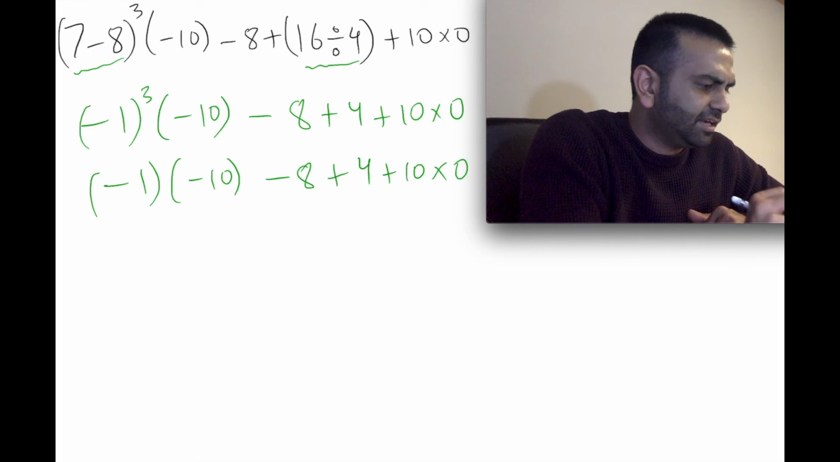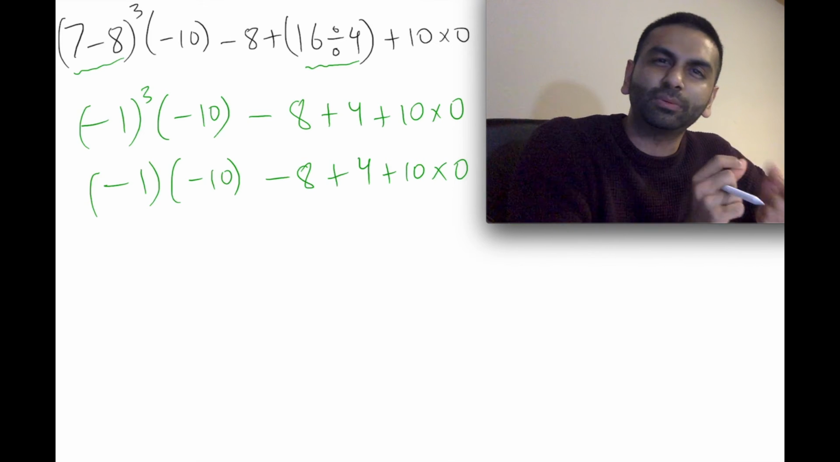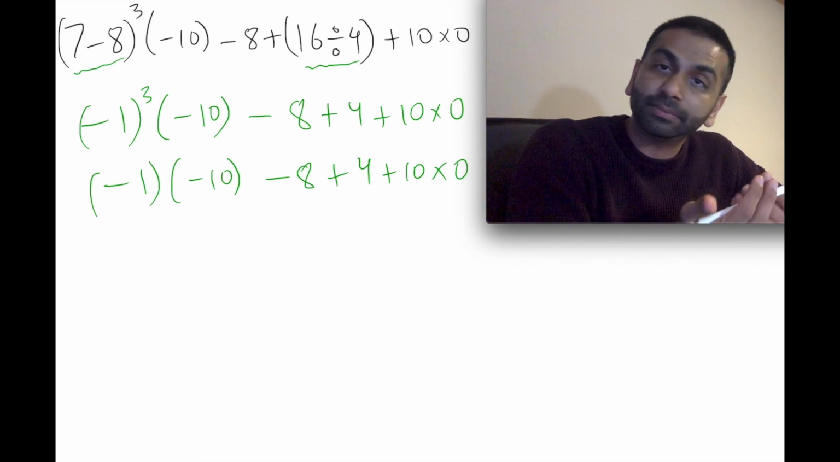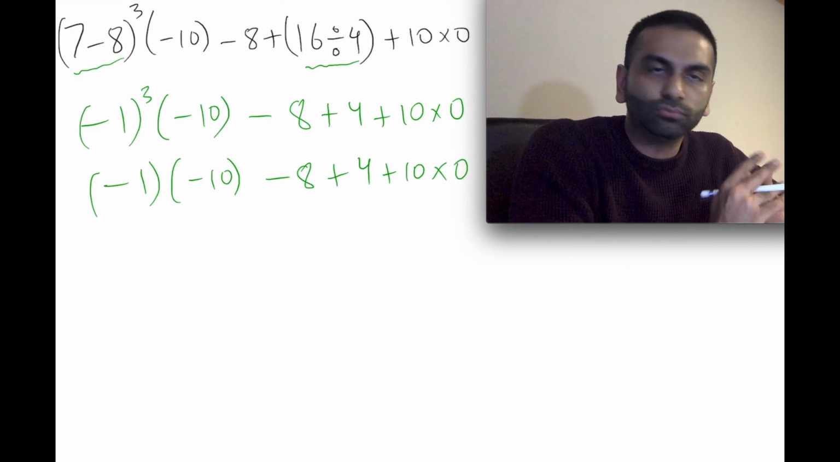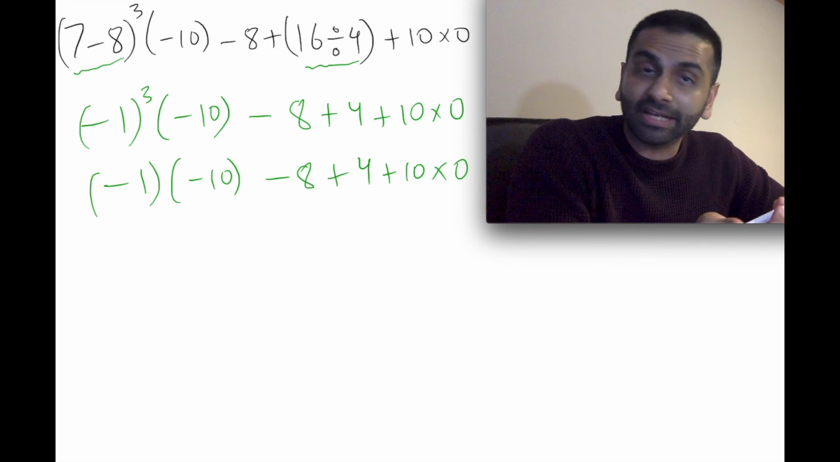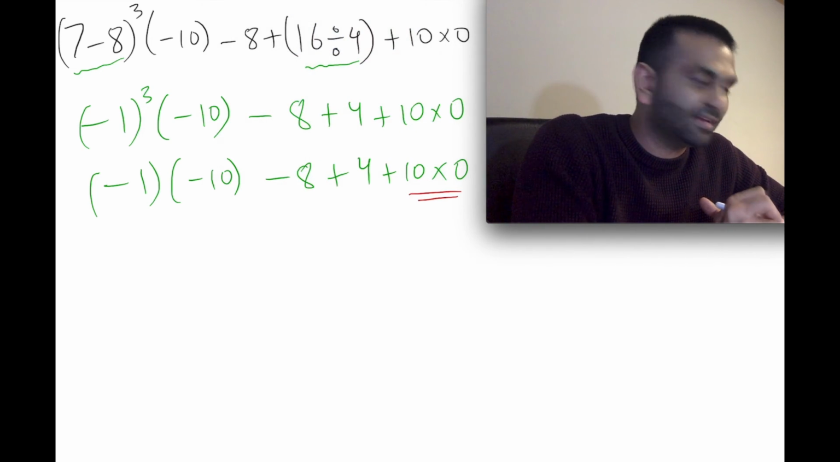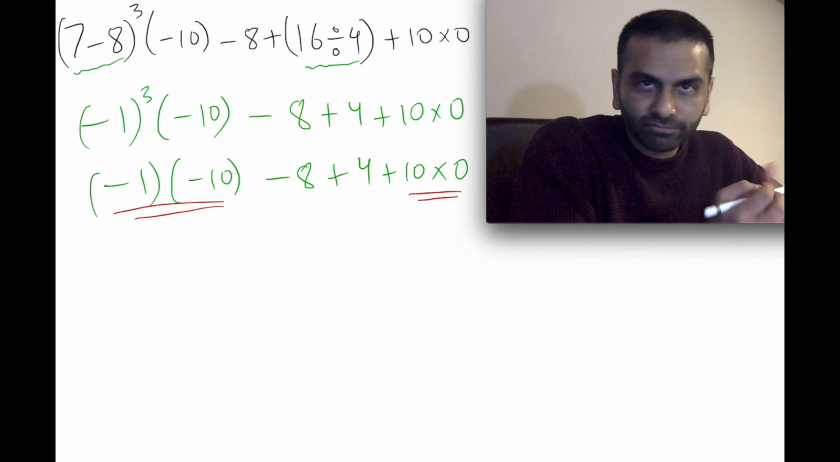Notice here we're writing these as parentheses, but that's really multiplication. Usually when there's a negative, we tend to keep them in parentheses, but we mean multiplication there. Now, all right, PEMDAS, so the next thing would be multiplication and division. So there are a couple of multiplications here. We got this 10 times 0, and we also got this negative 1 times negative 10. Well, let's see what those are.